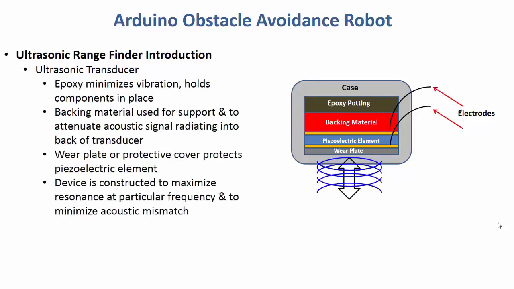So the transducer consists of a case, and within that case there's epoxy potting, a backing material, the piezoelectric element, and a wear plate. Now the epoxy minimizes vibration and it holds all the components in place. The backing material is used for support and it will attenuate any acoustical signal that radiates into the back of the transducer. The wear plate or protective cover protects the piezoelectric element, and the device is constructed to maximize resonance at a particular frequency and to minimize any acoustic mismatch.